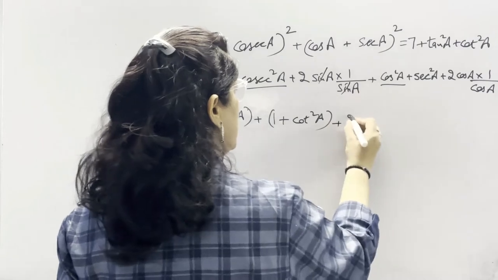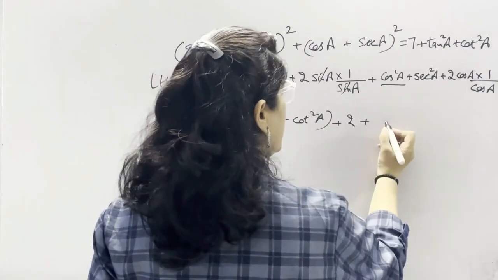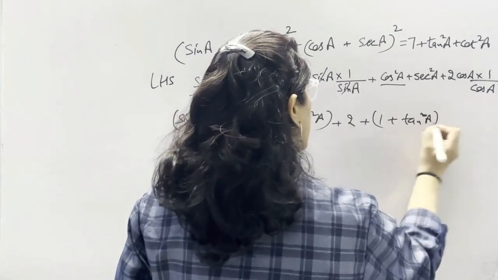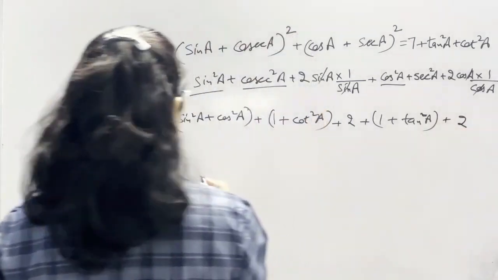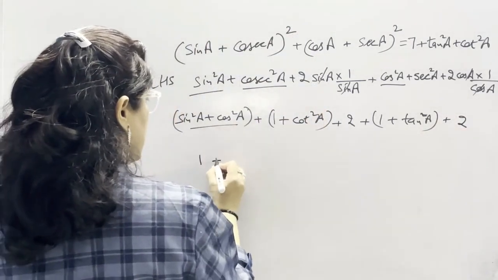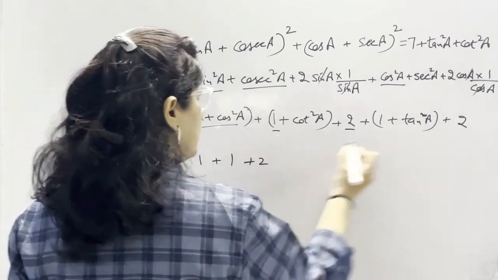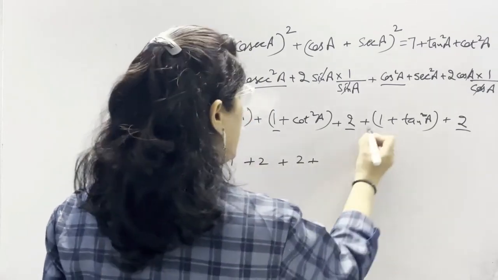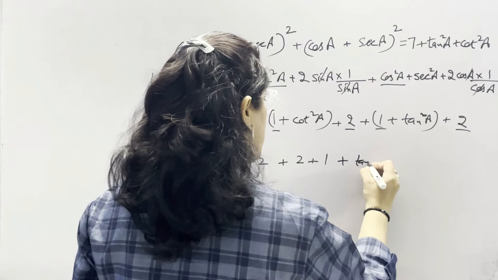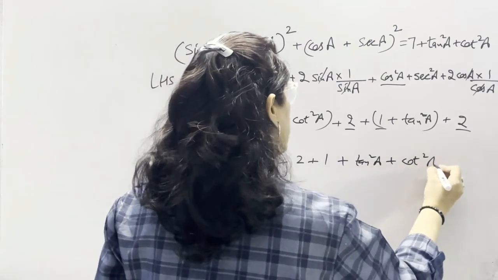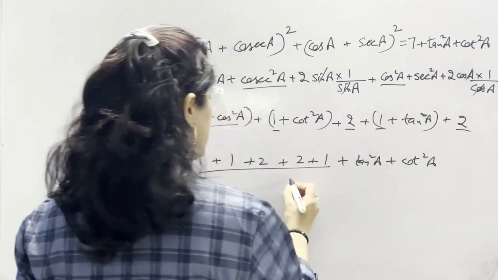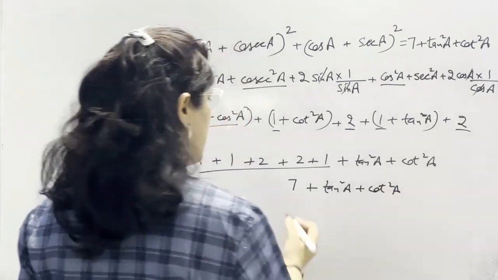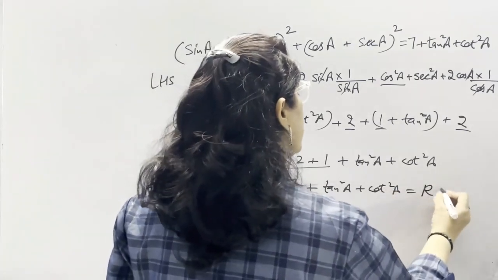Then sin cancels, 2 from here. Then sec square, we can put here sec square as 1 plus tan square. And then cos cancels, 2 is here. Now sin square plus cos square is 1. 1 from here, 2 from here, and then 2 from here. And then this one also. Then tan square plus cot square. Now adding all these numbers, we will get 7. Then 7 plus tan square A plus cot square A. And the answer is in front of you. This is our right hand side.